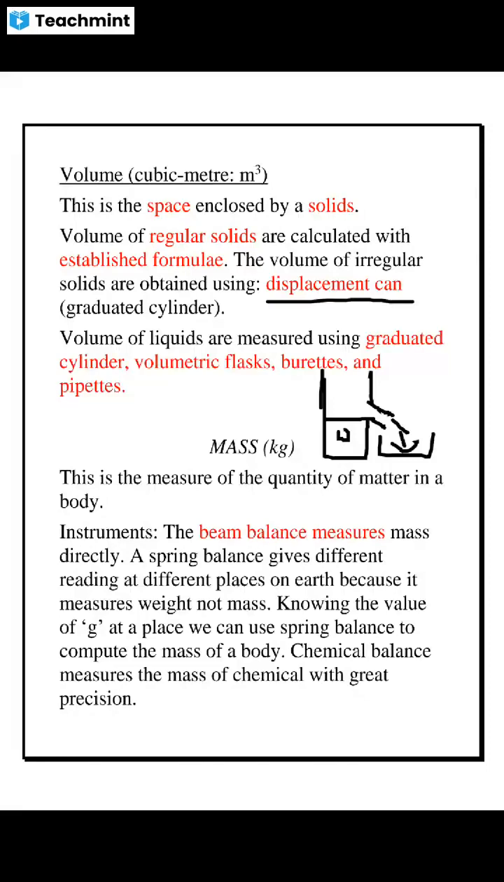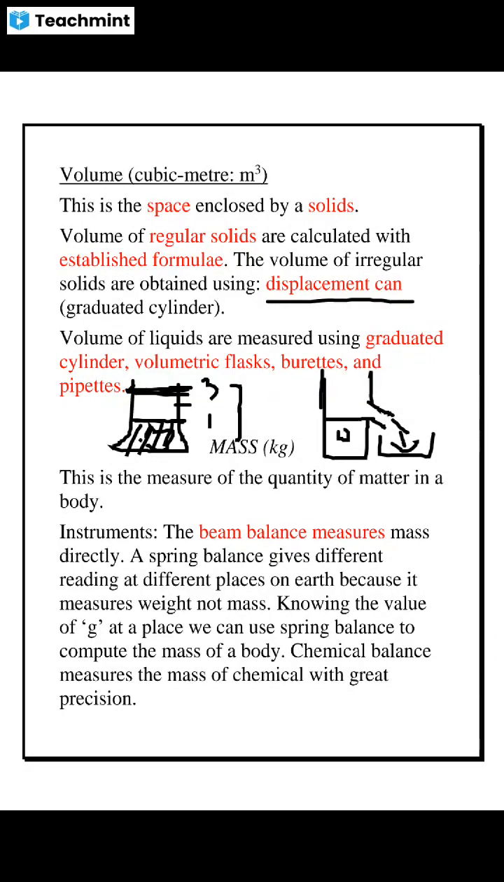The graduated cylinder is already calibrated like this. We have 1 cm cube, 2 cm cube, 3 cm cube. So if you have a liquid at 1 cm cube, and you now drop a solid into it, and the level of the liquid now rises to level 3 cm cube, that means the volume of the solid is 2 cm cube, 3 minus 1. So that's how we make use of a graduated cylinder to do that.